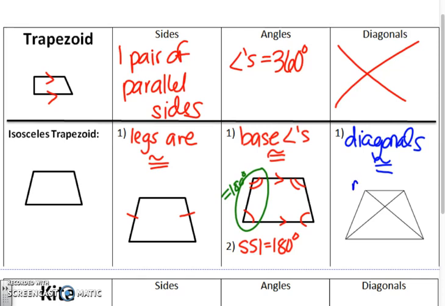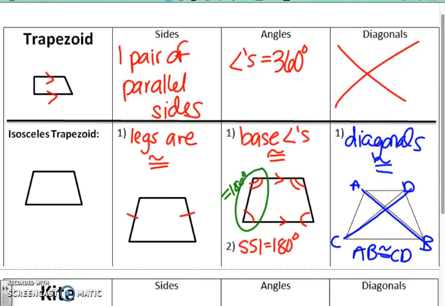Okay, so if I called this AB and this CD, I know that AB is going to be congruent to CD. So the whole diagonal is the same. Notice that they're not going to bisect each other, okay, because this piece is not the same as that piece, okay. And that's all we know about isosceles trapezoids, okay.